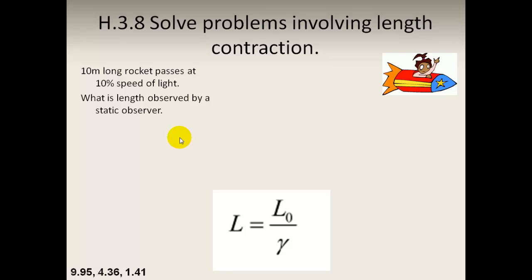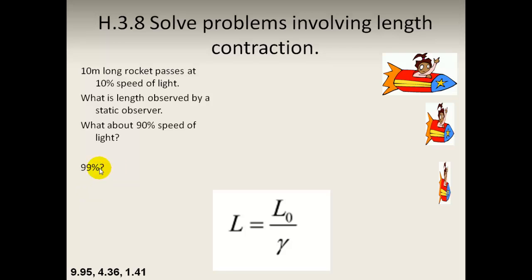What happens if it goes faster? If it goes at 90% of the speed of light, its length will be contracted. It's around half the size it was before. What happens if it goes at 99% the speed of light? It gets contracted even more. So we reckon that it will be 1.41 meters long. So try these three calculations to see if you end up with the same answer.